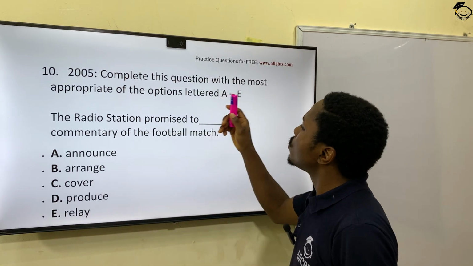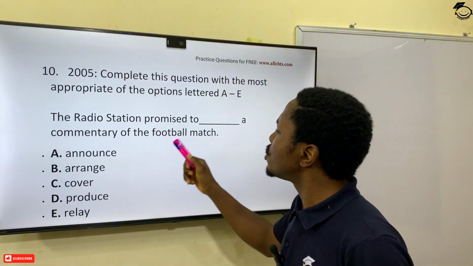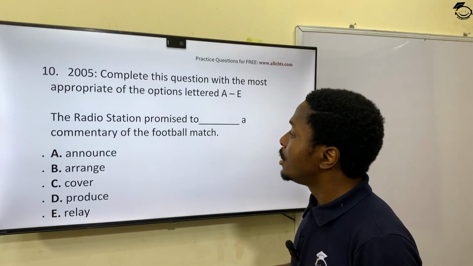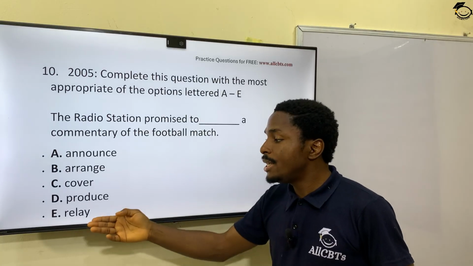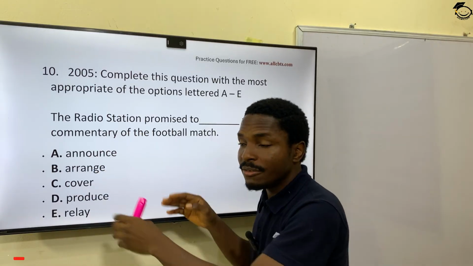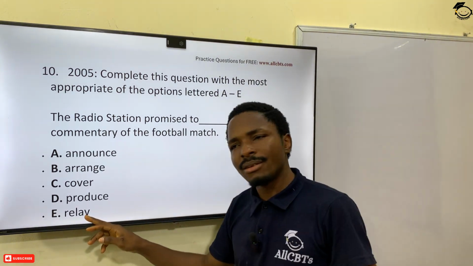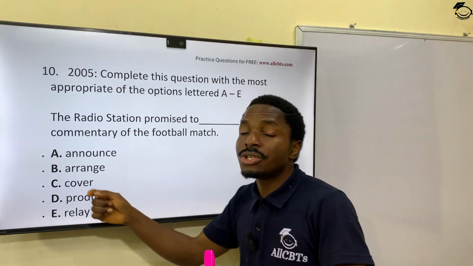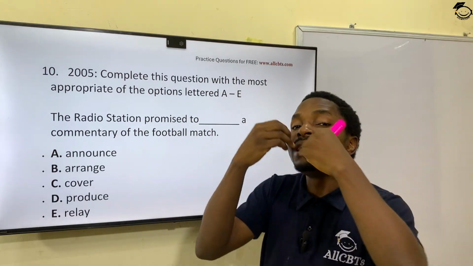2005. Complete this question with the most appropriate of the options from A to E. The radio station promised to relay a commentary of the football match. A. Announce. B. Arrange. C. Cover. D. Produce. E. Relay. Now, you need to understand the scenario before you can know what option to take. The radio station would relay the commentary because, one, they are not with cameras at the location. They would only stream into one of the televisions that is broadcasting the match and relay.